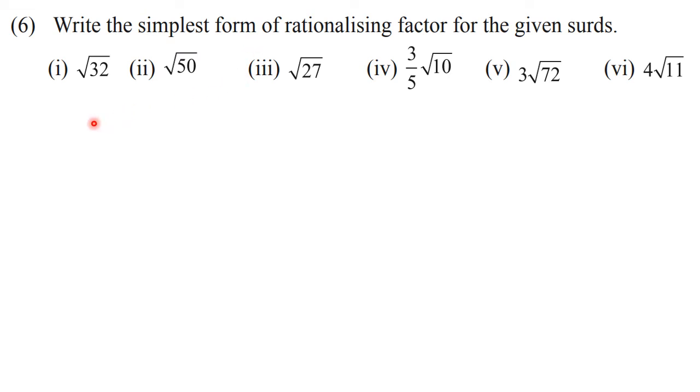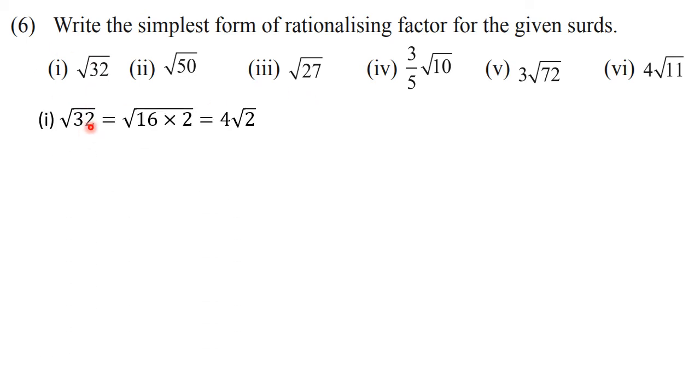But here we have to think of simplest rationalizing factors. So whatever surds are given, first we have to express them in the simplest form, and from that we can write down the simplest form of rationalizing factor. So here let us solve the first one, then the second and third are very much similar. So these two you will solve as homework. I am solving the first one now.